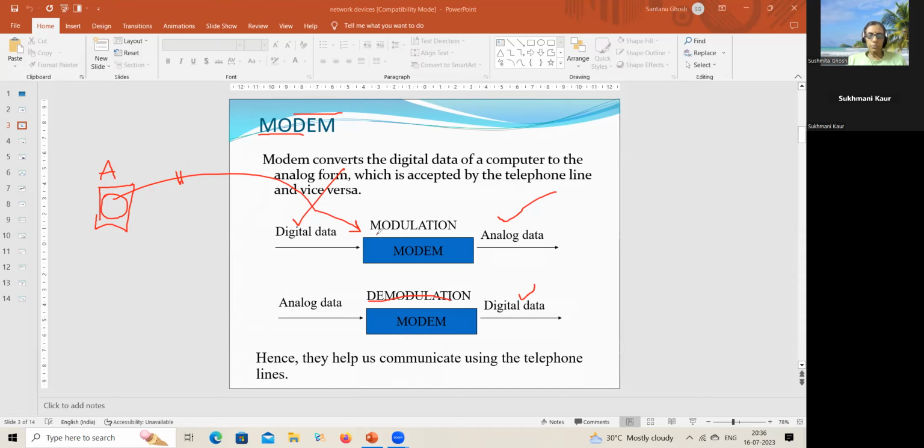So two processes, modulation and demodulation. You can say modem is like an intelligent device. It is able to check: if its input is analog, it will convert to digital. If its input is digital, it will convert it to analog. Okay, that is the basic purpose of my modem.